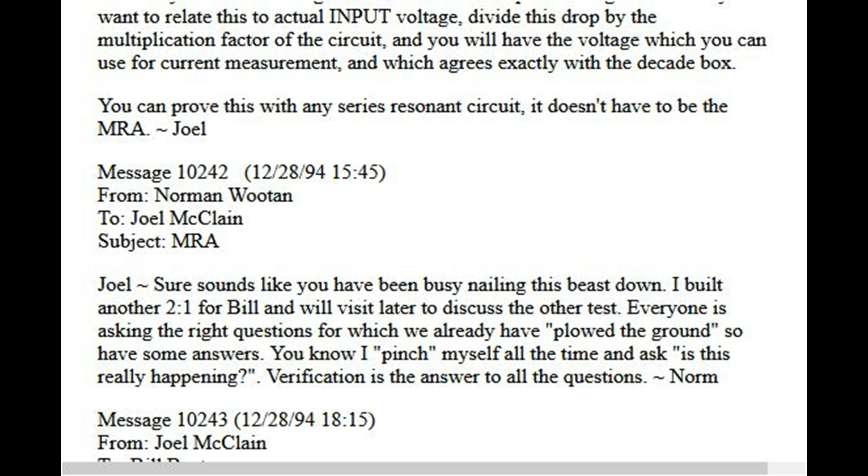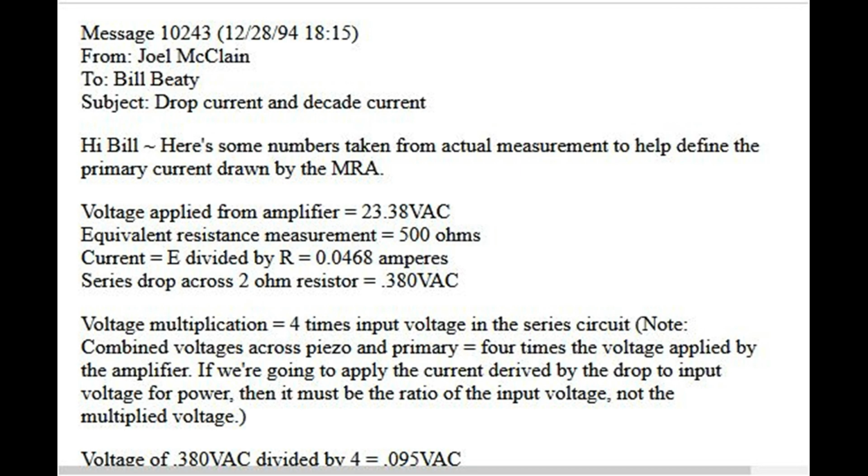Message 10243, December 28, 94, 1815. From Joel McLean to Bill Beatty. Subject: drop current and decade current. Hi Bill. Here's some numbers taken from actual measurement to help define the primary current drawn by the MRA. Voltage applied from amplifier equals 23.38 volts alternating current. Equivalent resistance measurement equals 500 ohms. Current equals E divided by R equals 0.0468 amperes. Series drop across 2 ohm resistor equals 0.380 volts alternating current.